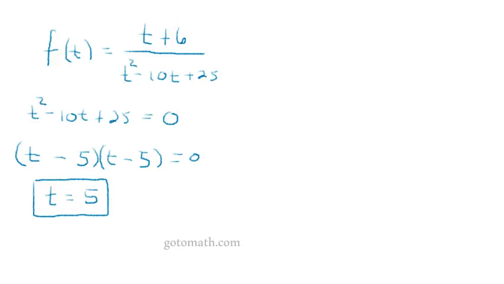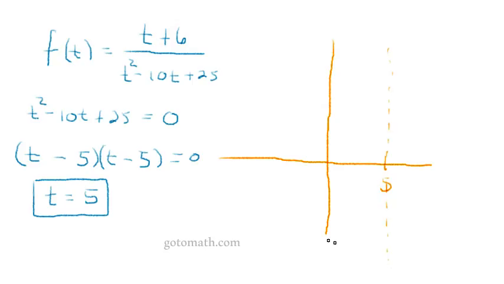We've got some time, so let's sketch out what this graph looks like. We said at 5 there's a vertical asymptote. That's going to be over here, right? So we know that it's doing something like that.